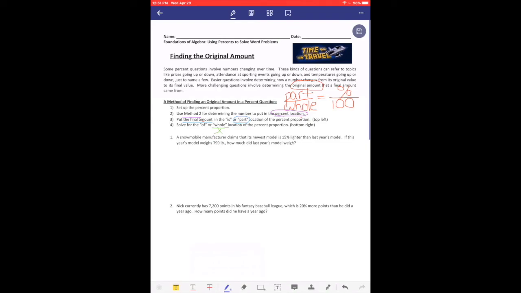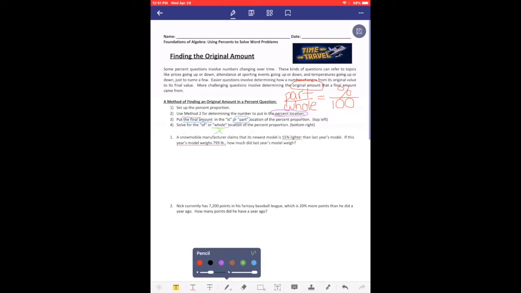Number 1, a snowmobile manufacturer claims that its newest model is 15% lighter than last year's model. If this year's model weighs 799 pounds, how much did last year's model weigh? The important things to note here is it's 15% lighter, and this year's model weighs 799 pounds. So we're trying to find how much last year's model weighed.